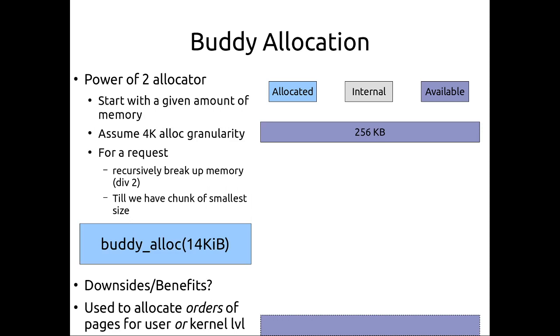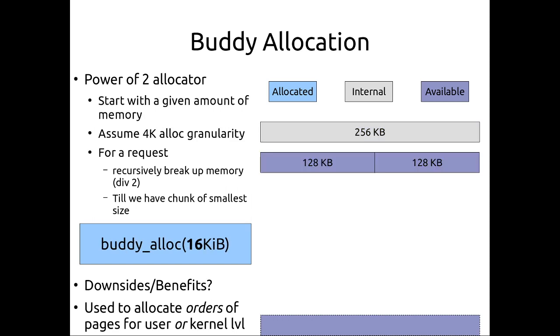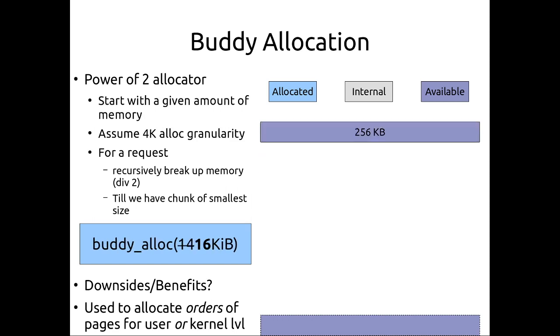So let's assume that we have a request for the BuddyAllocator to allocate a 14 kilobyte chunk of memory, right? This is a power of 2 allocator, which means we always round up to the nearest power of 2 that's appropriate. So in this case, we aren't going to try to ask the buddy for 14. Instead, we'll ask him for 16 because we know that's a power of 2, right? Okay.